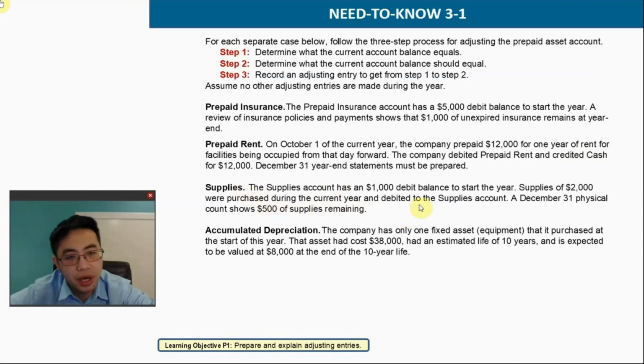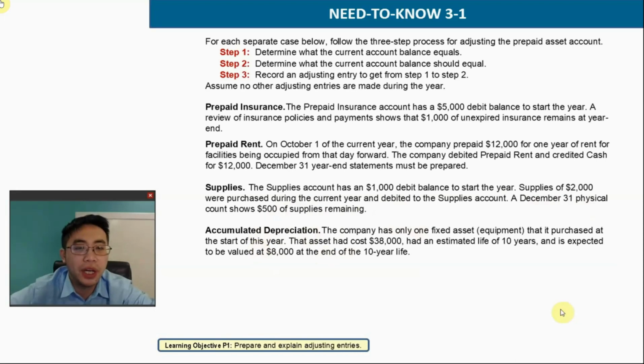And right here is called supplies. The supplies account has a $1,000 debit balance to start the year. Supplies of $2,000 were purchased during the current year, with a debit to the supplies account. So basically, the supplies started with 1,000, that's how much you had at the beginning, and you purchased another 2,000, which adds up to 3,000. And then on December 31st, or year end, you only have 500 supplies remaining. That shows you 2,500 of supplies were exhausted, were used, were gone.